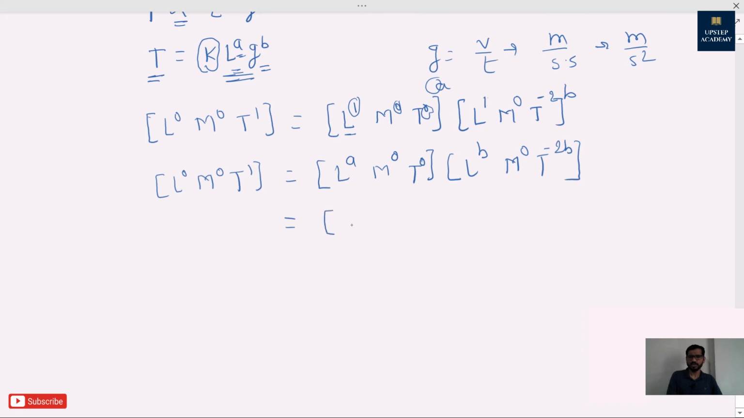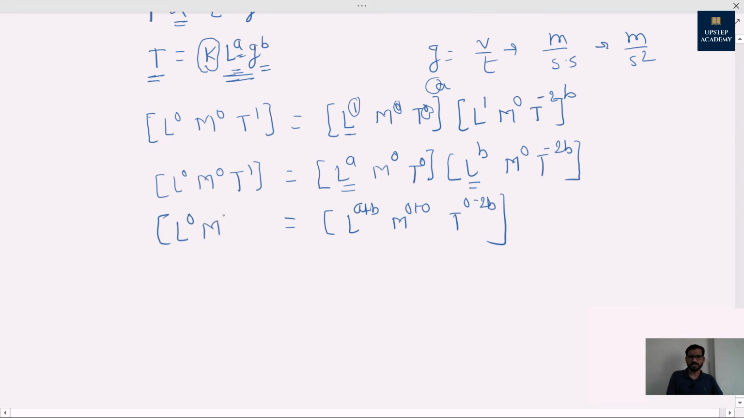So eventually it will become L raised to a plus b, m raised to 0 plus 0 and t raised to 0 minus 2b. As bases are the same, we have added the powers as these are in multiplication with each other. So left hand side, let me write L raised to 0, m raised to 0, t raised to 1. So simply you can see there is left hand side and there is right hand side. In left hand side also bases are same, powers of these bases should be same.